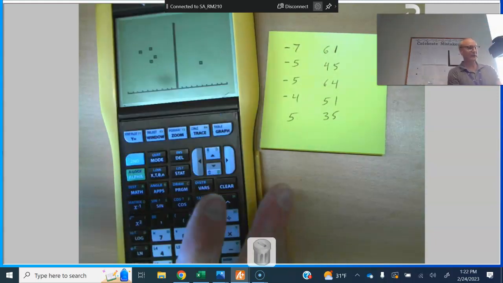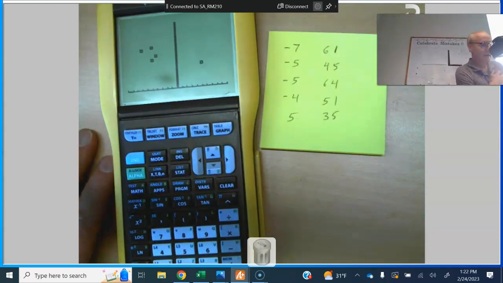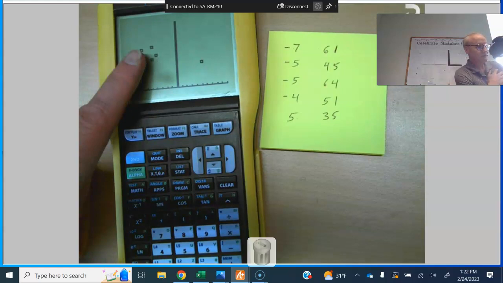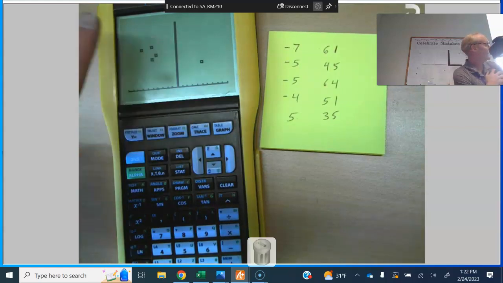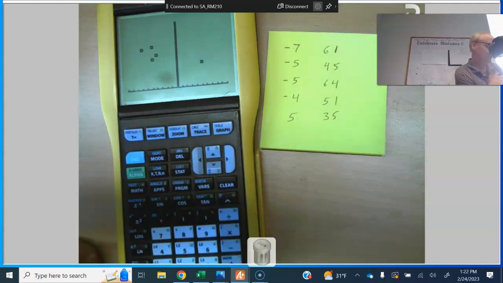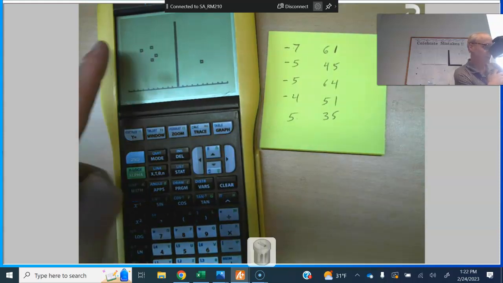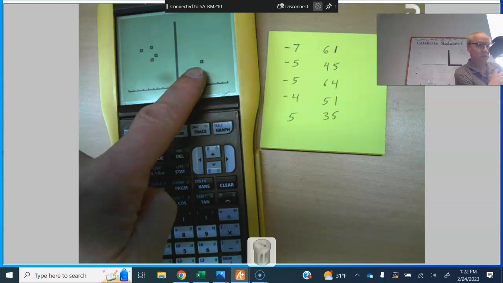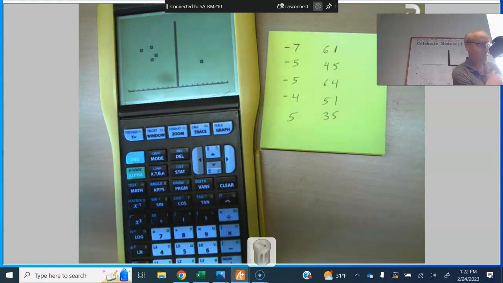It looks to me that as the temperature goes up, the snowpack goes down. It looks like there's sort of a negative relationship. It's not real strong, but it looks like it is working. It definitely was lower when the temperature was higher.